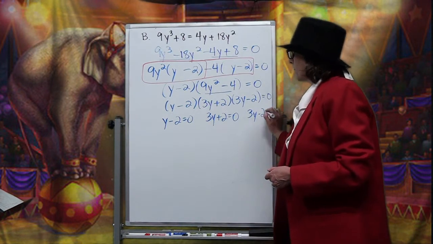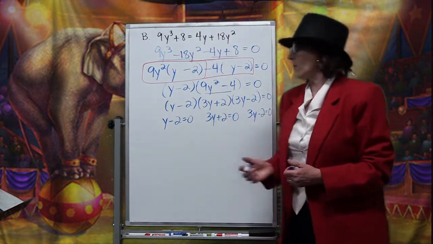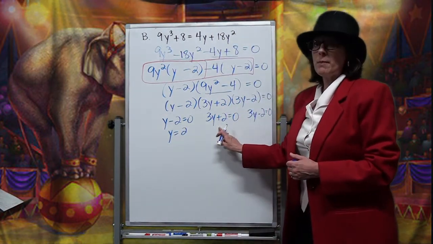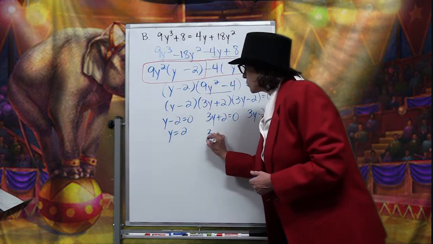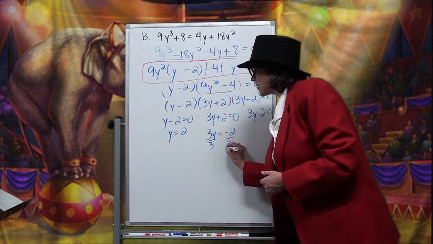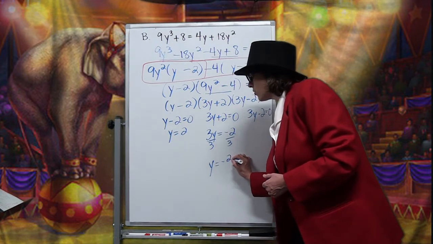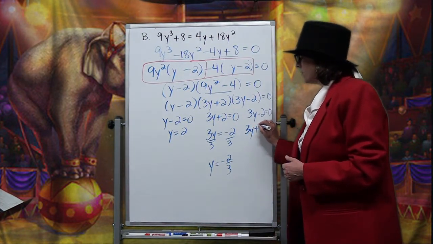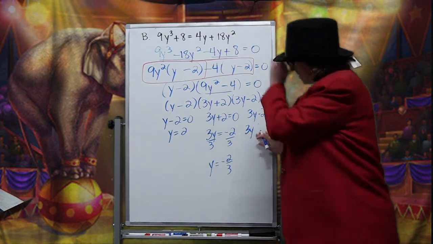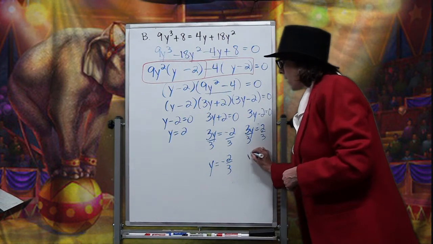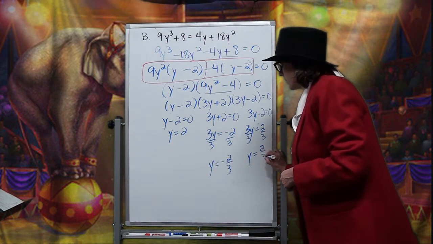Now if the y minus 2 is a 0, I'm just going to add 2 to both sides and get y equals 2. If 3y plus 2 is the 0, I'm going to first subtract 2, and then I'm going to divide by 3, so I'll get y equals negative 2/3. And here I will add 2, and then I'll divide by 3, giving me y equals positive 2/3.